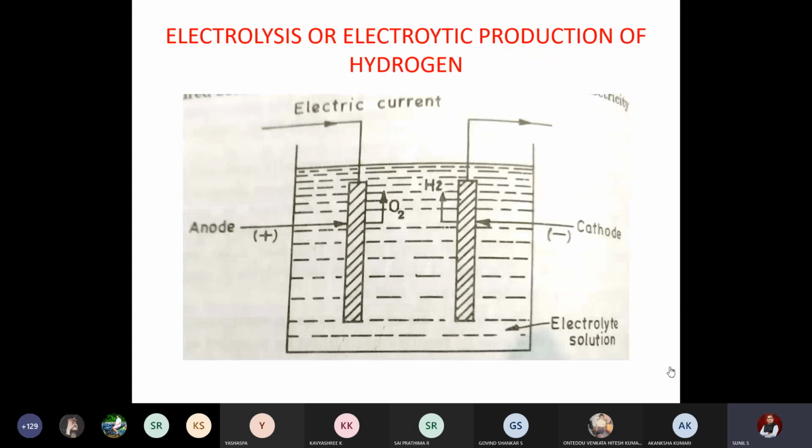Okay, it's a simple sketch. Please take it down fast. Electrolysis, or electrolytic production of hydrogen.